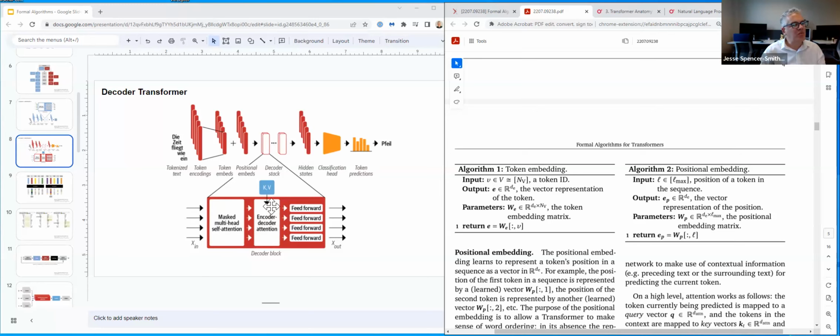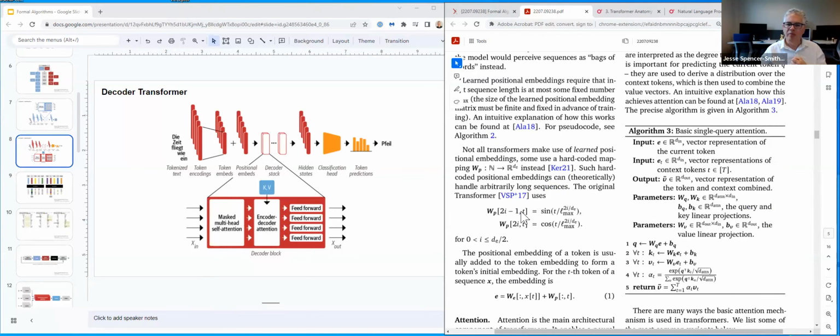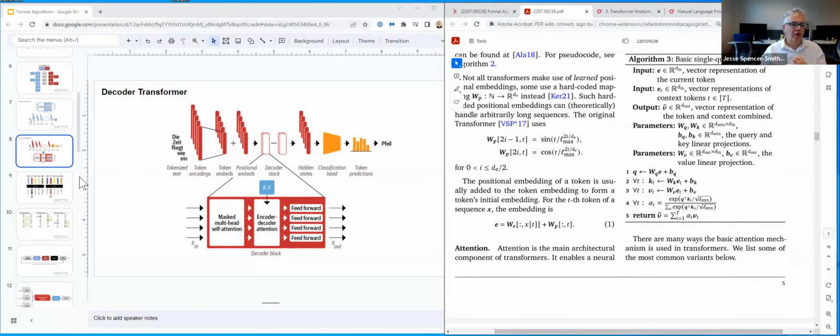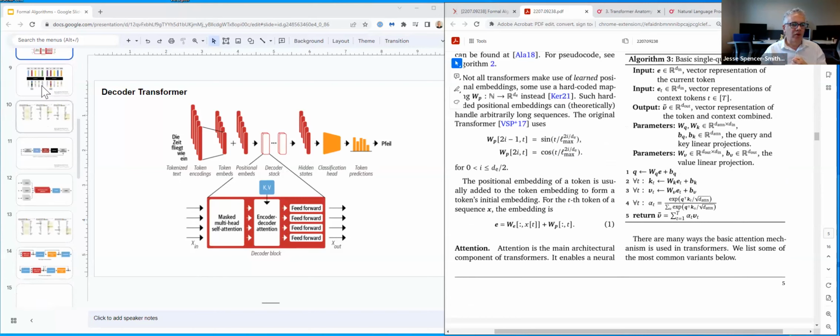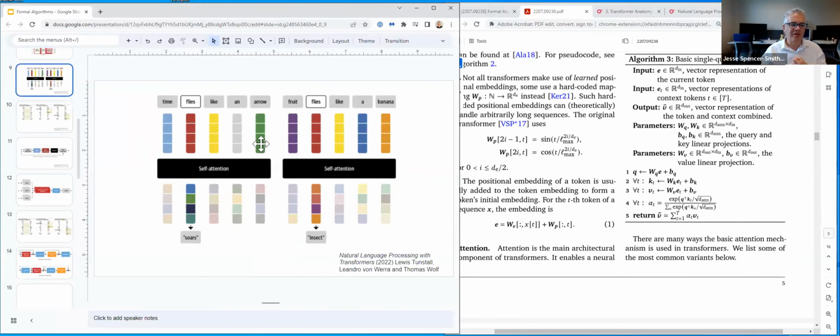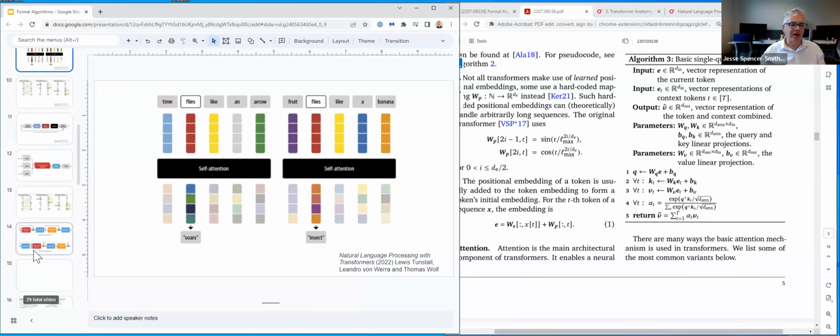And then in this case, we may or may not have this attention, depends on whether this is part of encoder, decoder, or just decoder, but we have the attention. So let's talk about attention now. What does attention look like? So remember, the point of attention is we need to blend these things. So we need to combine the meaning between different vectors.